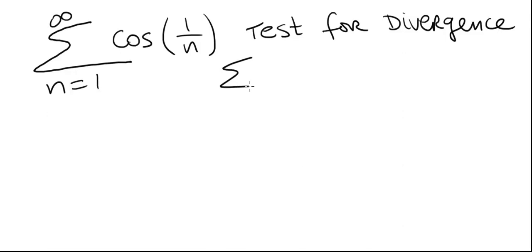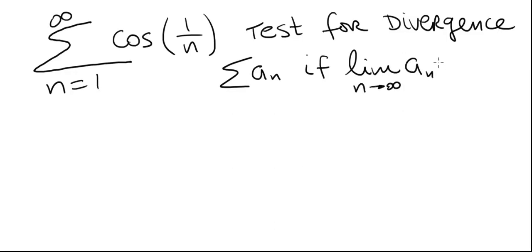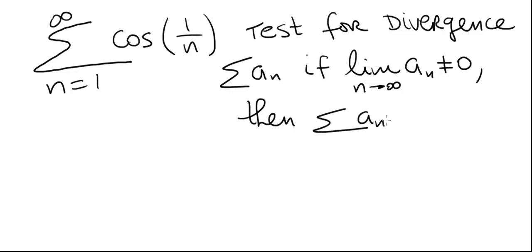Here's what test for divergence says. Suppose we have a series an. It doesn't matter where we start, with 1 or 2. And if we take the limit as n goes to infinity of an, and this limit is not 0, so not 0 means it could be like 10 or 1/5 or 1/15, or it could be undefined altogether, as long as it's not 0, then the series diverges. That's what test for divergence says.